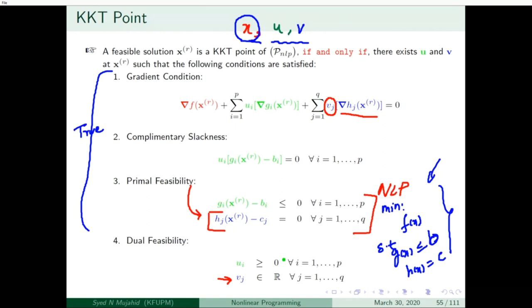Yes, but there's something that we are missing in your statement. We say that a point x is KKT if you can find u and v such that all these conditions are satisfied. So u and v are also important, you can say, part of the definition. We say x is a KKT point if there exist u and v such that these conditions are satisfied.